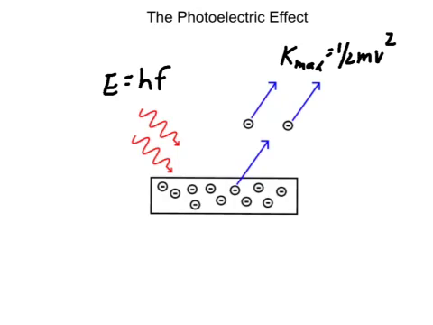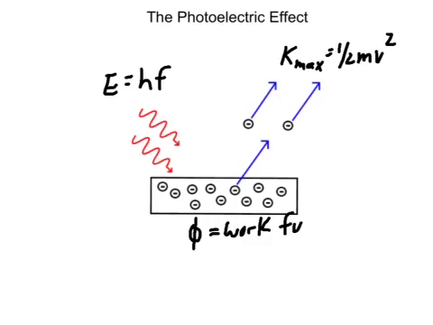One other piece of energy that we have to consider, though, is the property of the metal itself. Electrons can't just easily escape the surface of a metal. It takes a certain amount of energy just to break free of the surface. We call that minimum energy to release the electron the work function of that particular metal, and the symbol for that is phi.